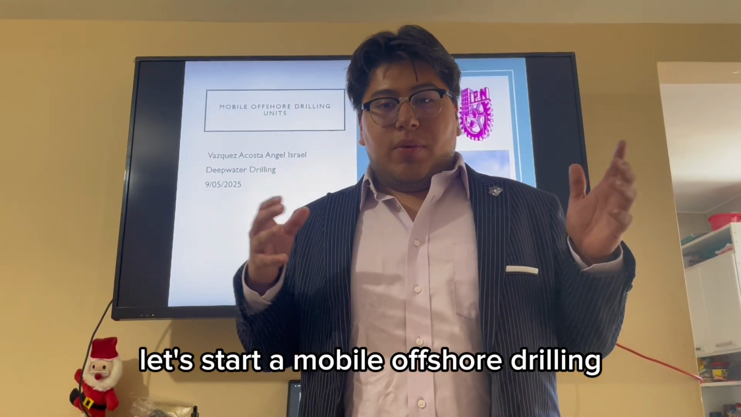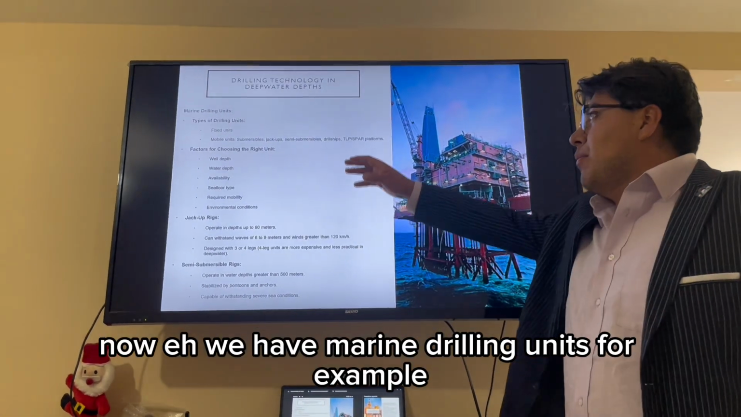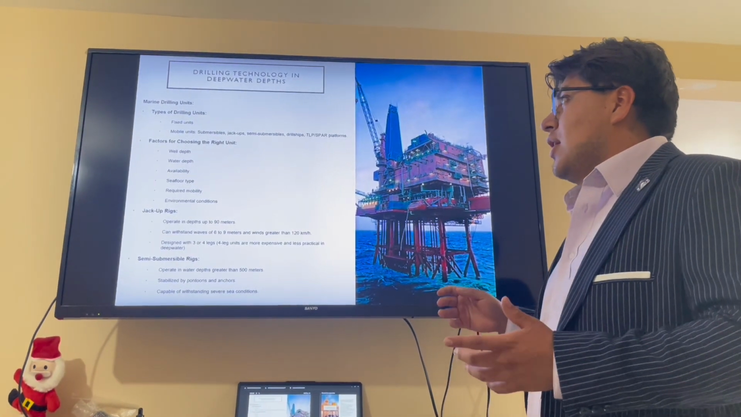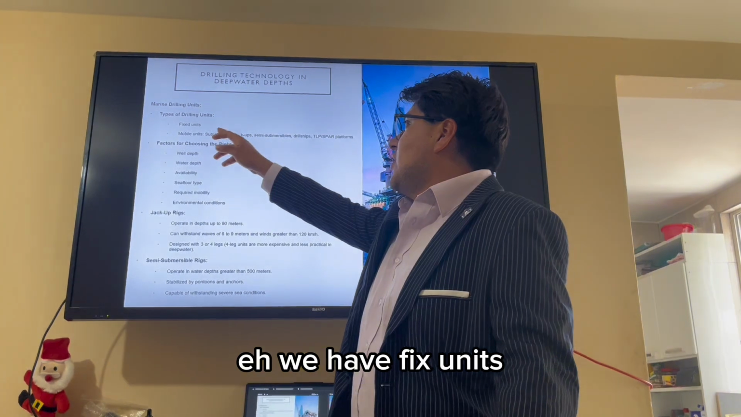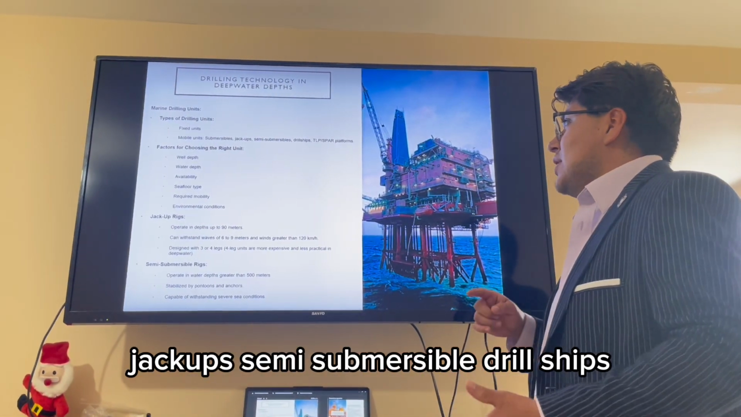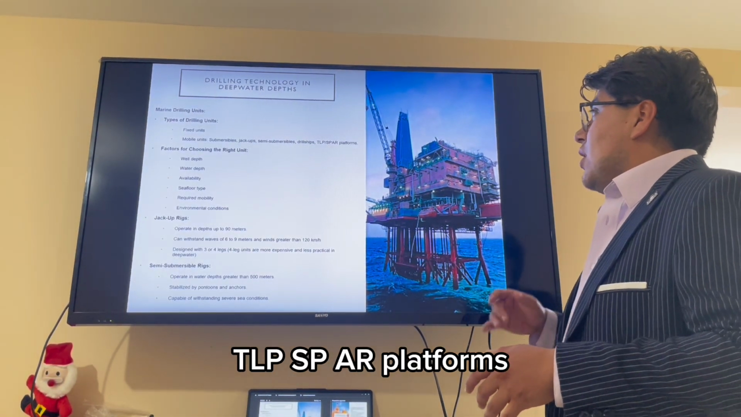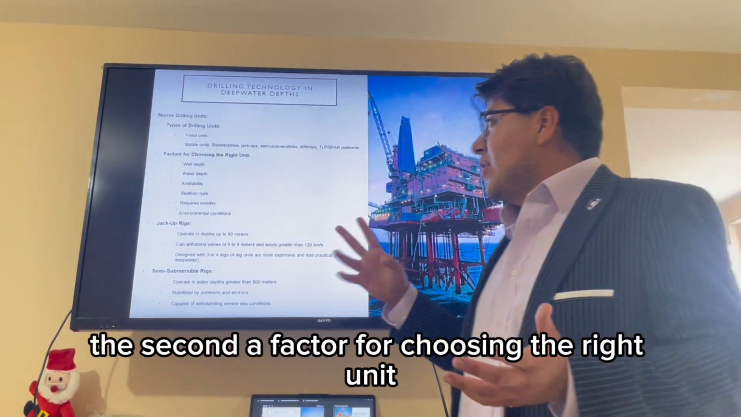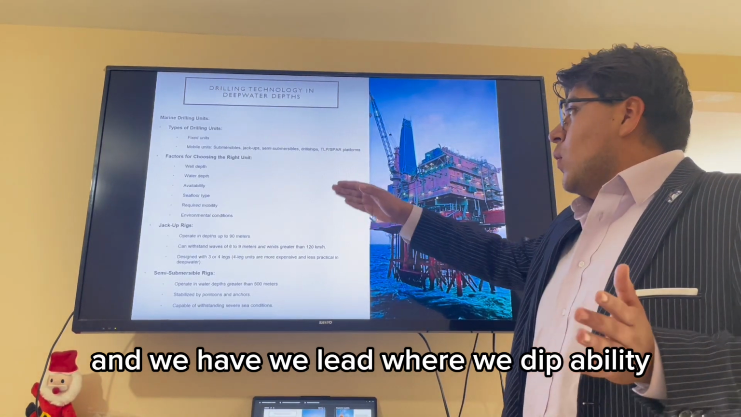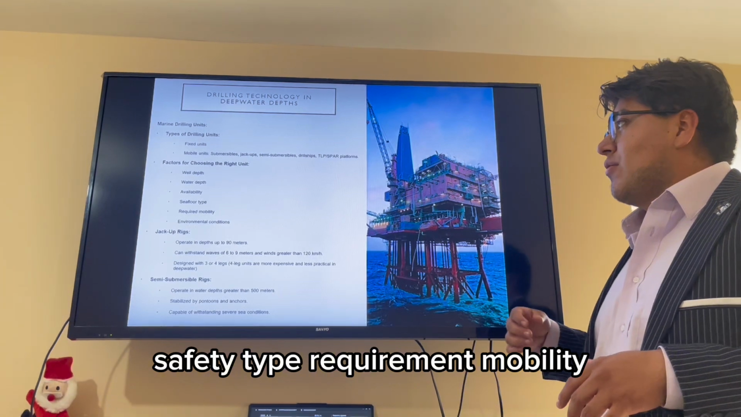Let's start with mobile offshore drilling. Now, we have marine drilling units. For example, types of drilling units. We have fixed units and mobile units, for example submersibles, jackups, semi-submersibles, drill ships, TLP, SPAR platforms.